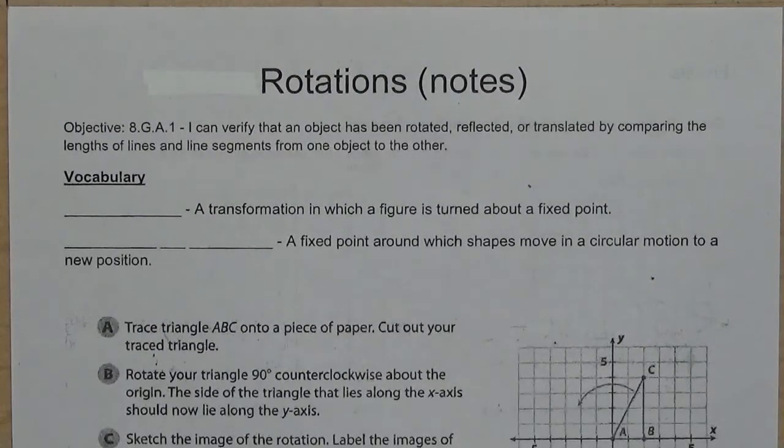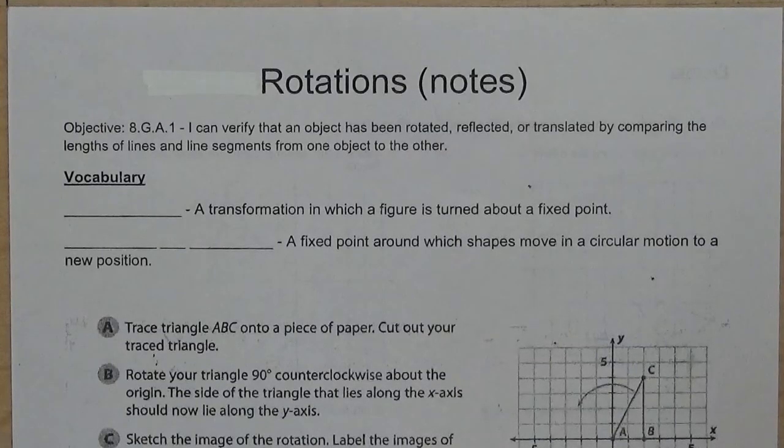Take a look at rotations today. Rotations, of the transformations we've done so far at least, are probably the trickiest to do. So we'll just try to give an introduction here with this video, and then we'll talk more about it in class. The objective is I can verify that an object has been rotated, reflected, or translated by comparing the lengths of lines and line segments from one object to the other.